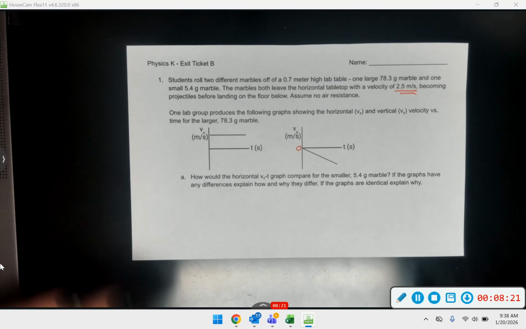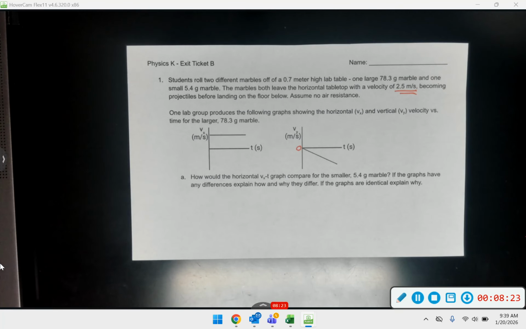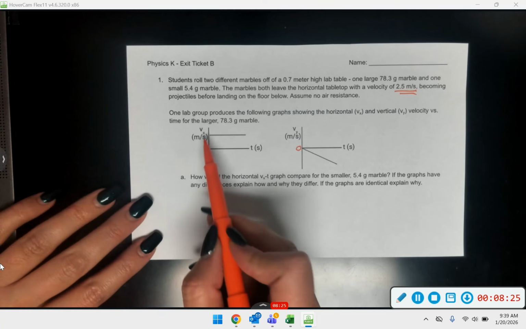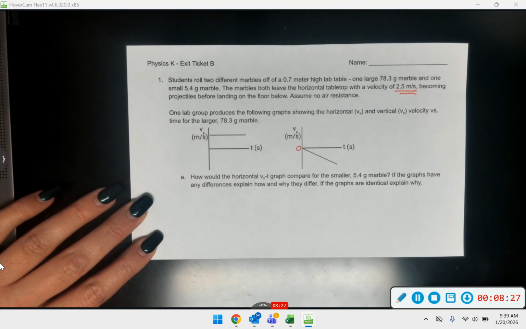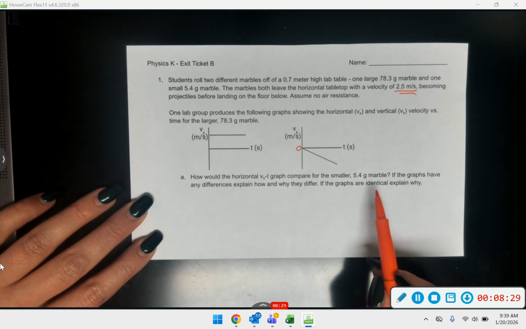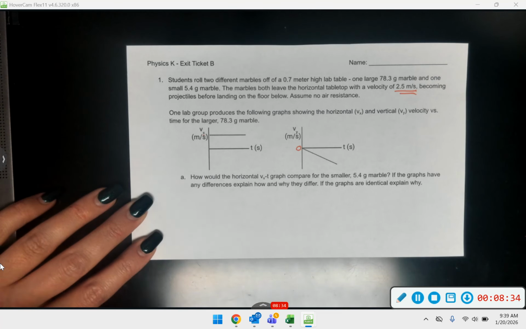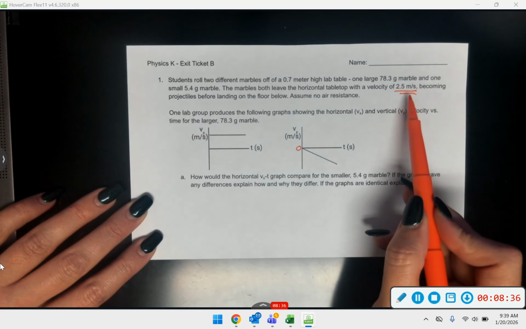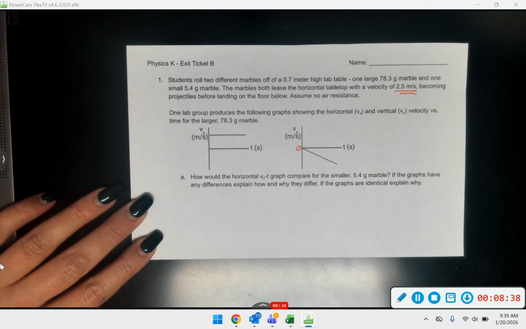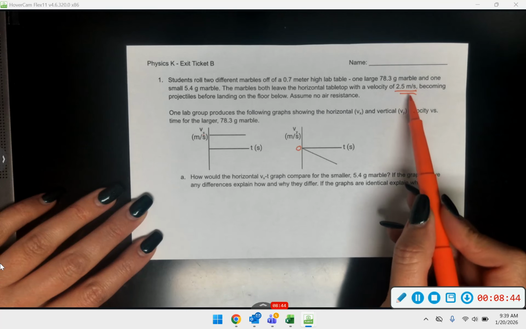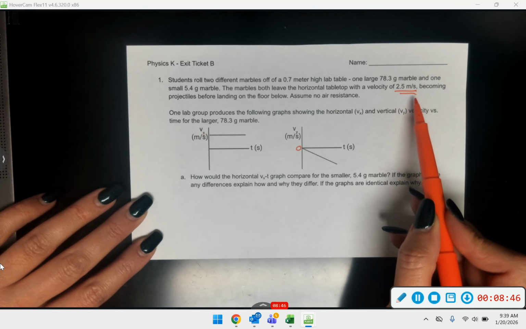The question says, how would the horizontal VXT graph, so it's referring to this one, the horizontal direction being x, compare for the smaller marble? Again, just like on the last one, the velocity is the same. It's 2.5 meters per second, and it's going to be 2.5 meters per second the entire time for both of them, because their mass has no effect on that. It tells us in the question how fast they're moving.